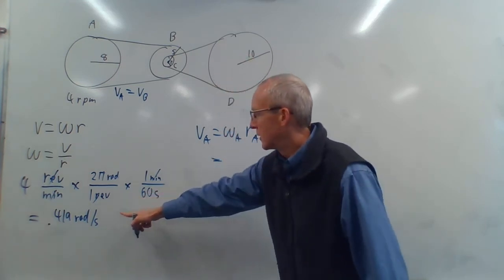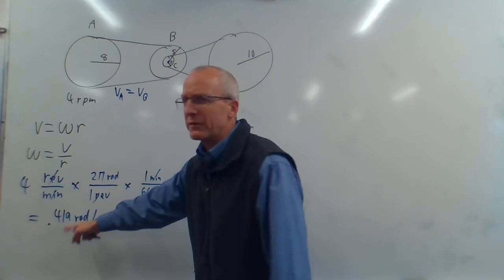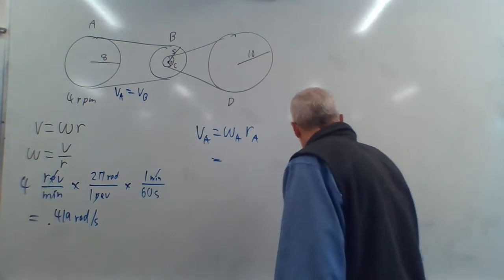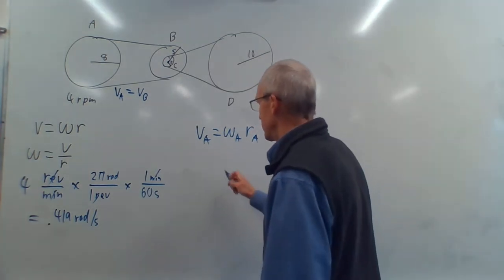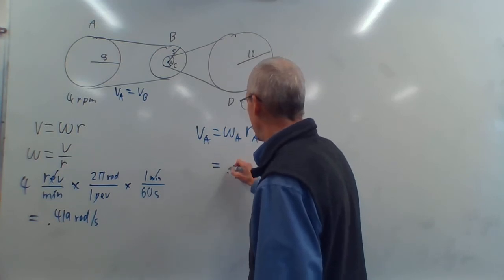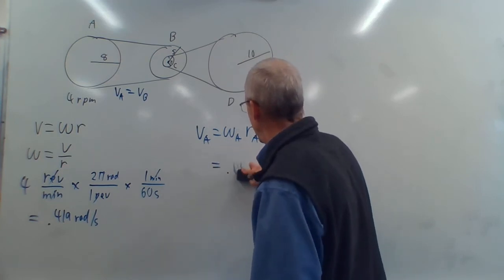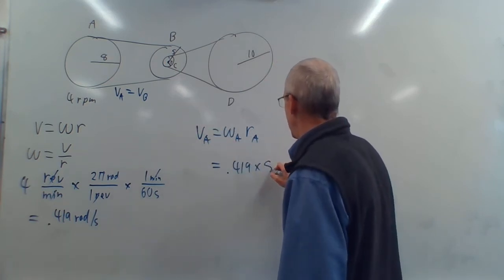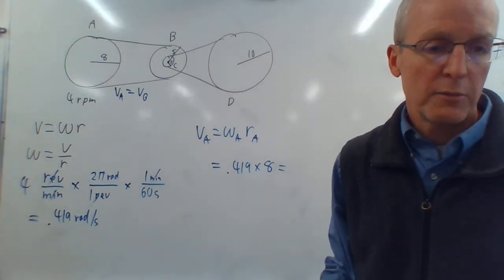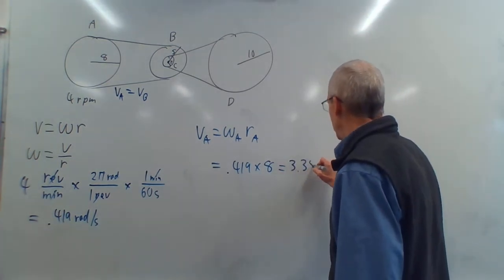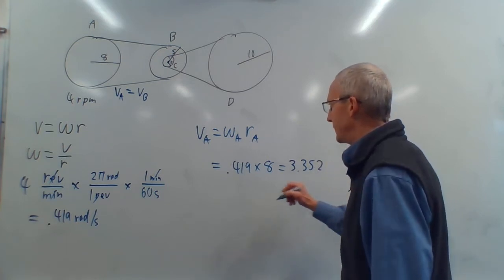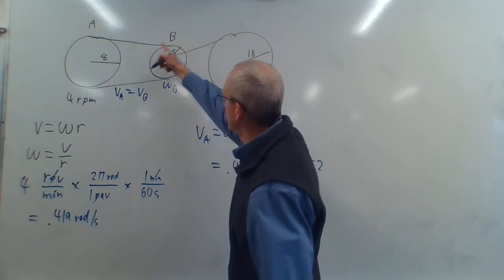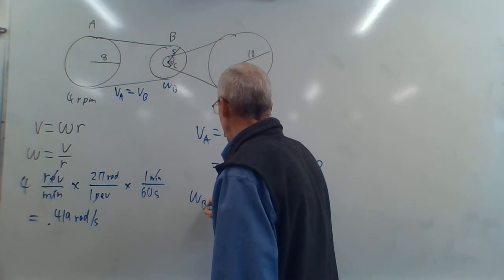Omega A we just figured out was 0.419. And I know I have the right units now, and everything is in inches. We're in radians per second, so I don't need to worry about units anymore. So I'm just going to write the numbers. So omega A is 0.419 times the radius of A, which is 8. Okay, you do that math, and I got 3.352. That's VA.